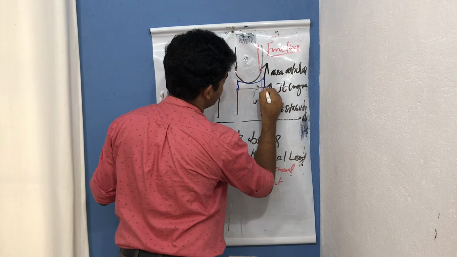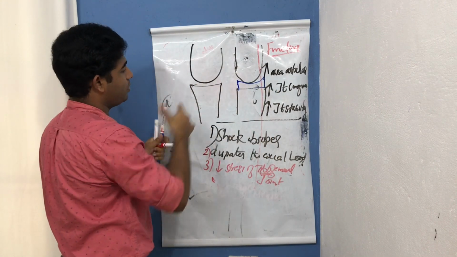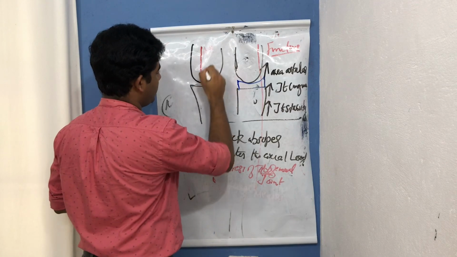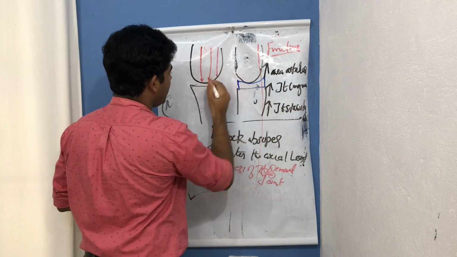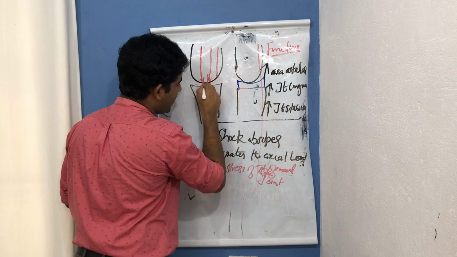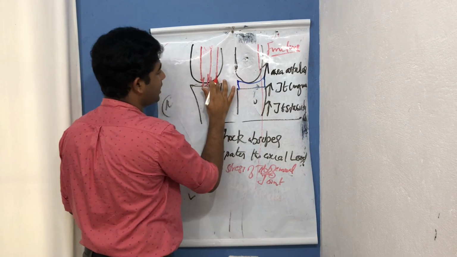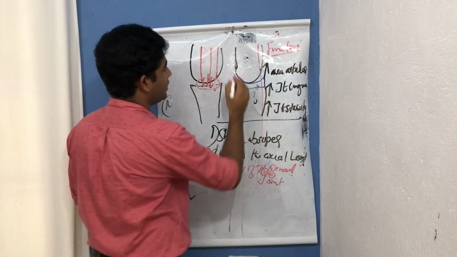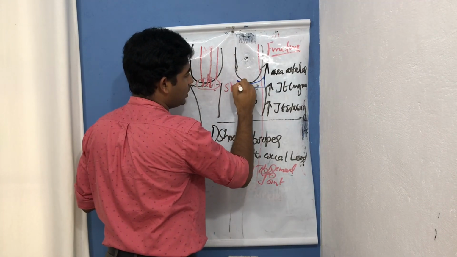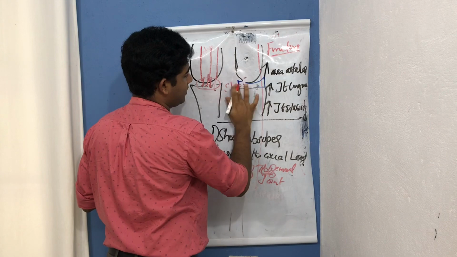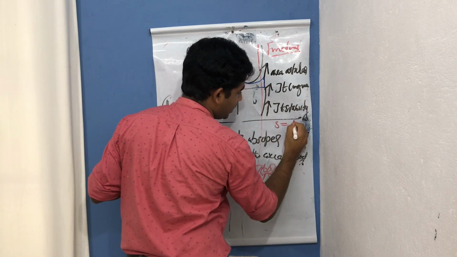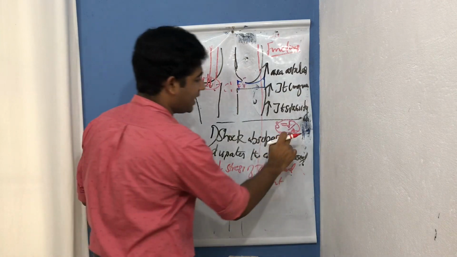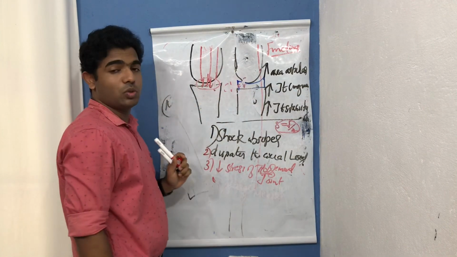Here you have the menisci, here you don't have the menisci. What happens when there is loading? When there is loading, here the load has to be transmitted to a very small surface area. When you know that stress is equal to force by area, I write it here, stress is equal to force by area. So when the area decreases, the stress is going to increase.